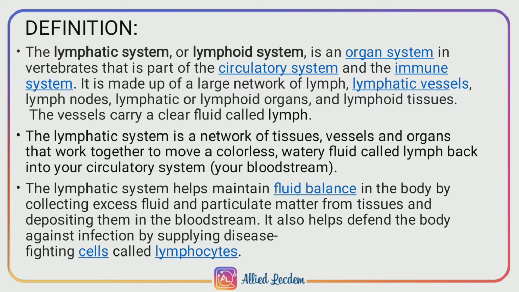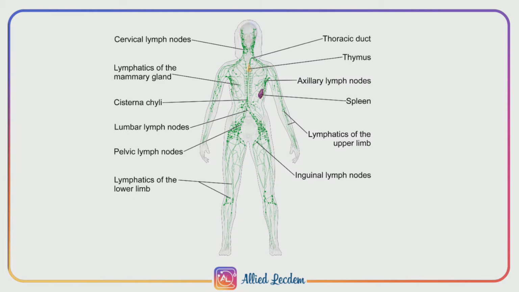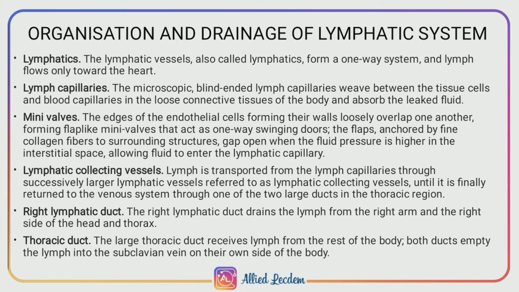The fluid present in the lymphatic system, as I already said, is lymph, and it is a one-way system that allows the lymph to flow from the tissue spaces towards the blood. This image depicts the lymphatic system in our body and some other lymphoid organs like the thymus and spleen. We'll see about the organization and drainage of the lymphatic system.